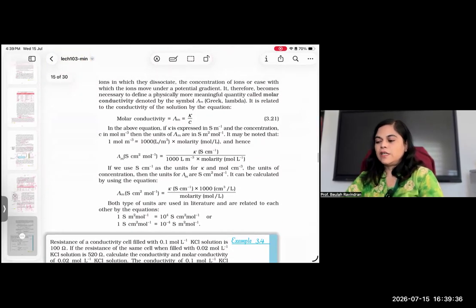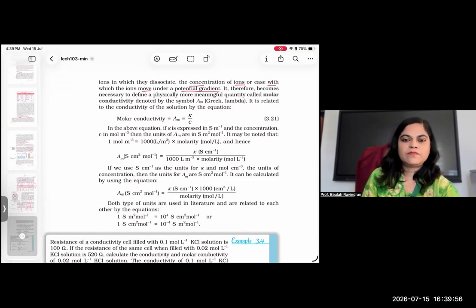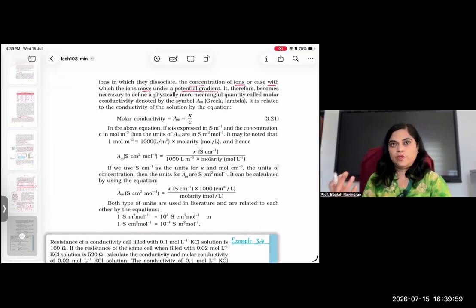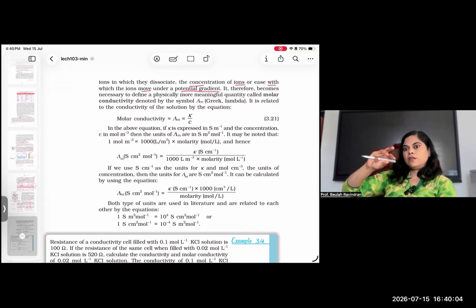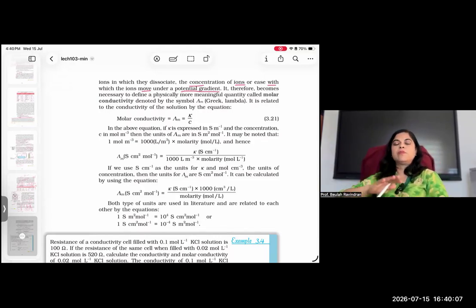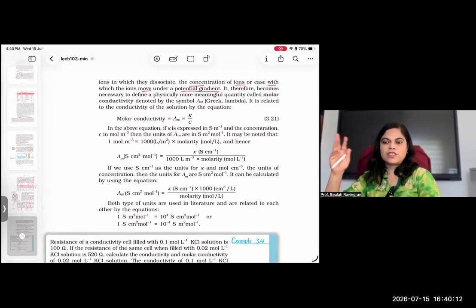Molar conductivity: you need to find out the conductivity with respect to its concentration. So see here, the ions move under a potential gradient. What is the potential gradient? We already saw, like a slope you have to take. It is the number of charges transferring from one place to another with the potential difference. We saw that, right? So that is the potential gradient.